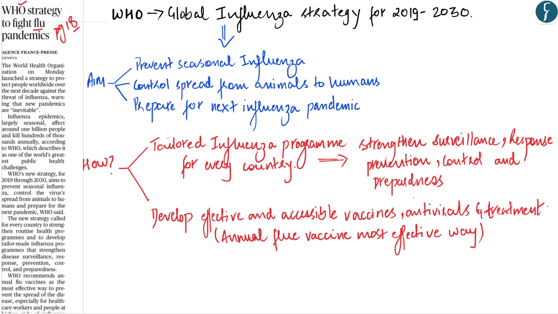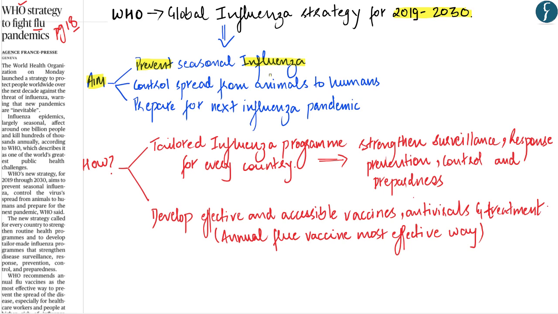Now, the WHO's Global Influenza Strategy for 2019 to 2030 is a strategy which aims at protecting people in all the countries from the threat of influenza. The WHO describes influenza as one of the world's greatest public health challenges. The reason is that the influenza epidemic affects around 1 billion people and kills hundreds of thousands of people annually, according to WHO. The three broad aims of this strategy are, firstly, to prevent seasonal influenza.